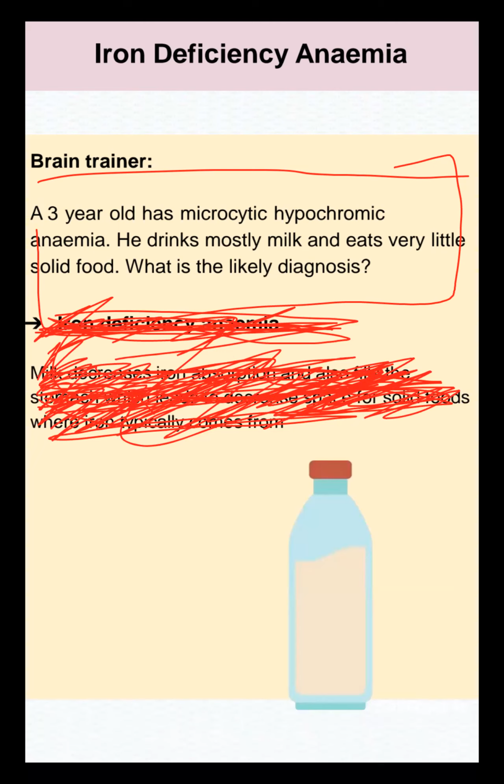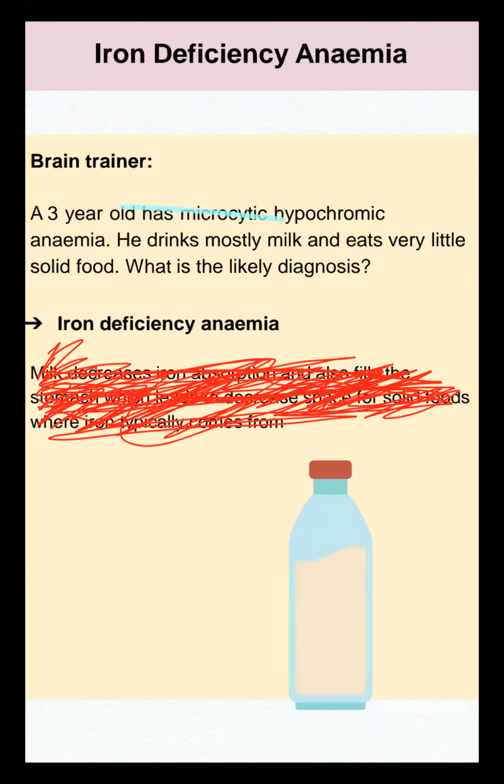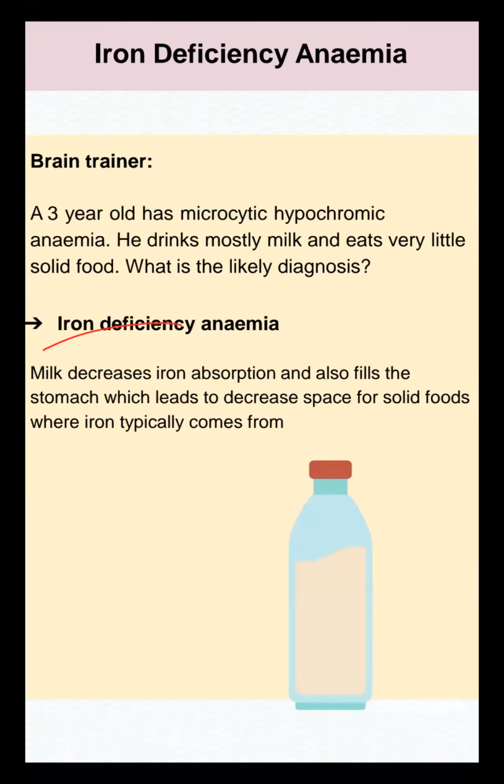A 3-year-old has microcytic hypochromic anemia. He drinks mostly milk and eats very little solid food. What is the likely diagnosis? The diagnosis is iron deficiency anemia, as the picture is microcytic and hypochromic, and there is a history of milk intake. Milk decreases iron absorption, right? Yes, Dr. Sajma, my question: a 6-month-old baby started breastfeeding.